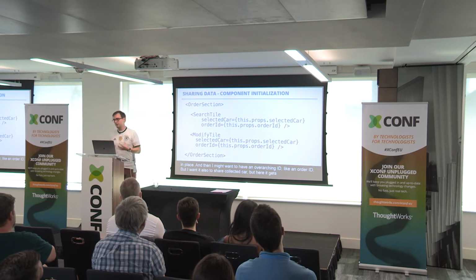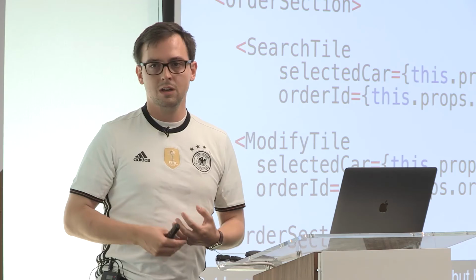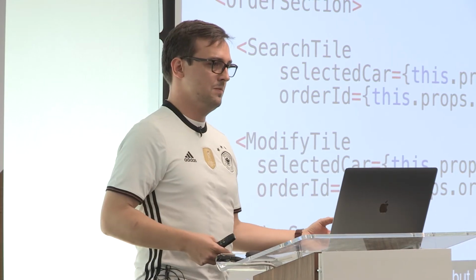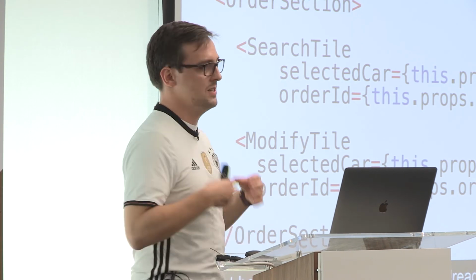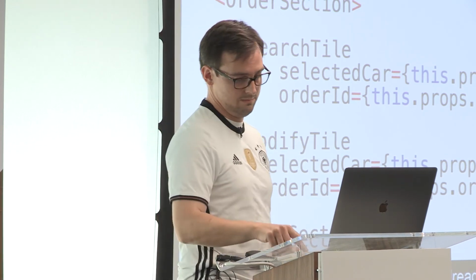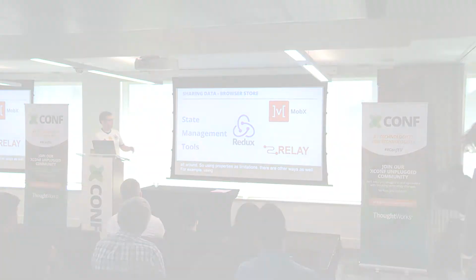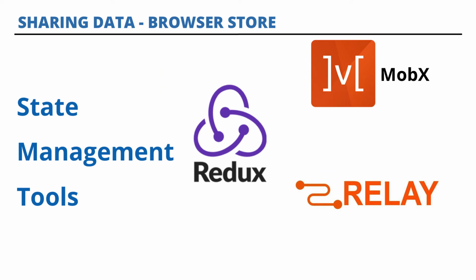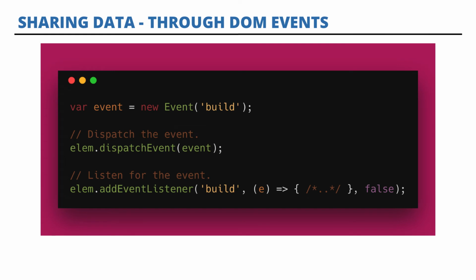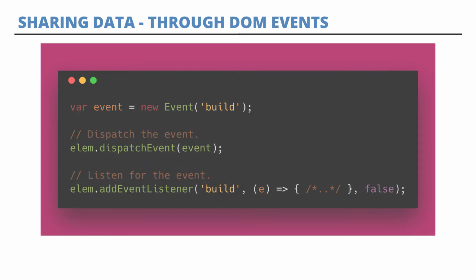Selected cars might be a very complicated structure already, and you don't want to send it all around. So using properties has its limitations, so there are other ways as well. For example, using state management tools: Redux, Relay, MobX, just some examples again. So there's the vanilla way, just dispatching events all around, and I can communicate like this. And very fast, your front end becomes an ESB, an enterprise bus. You maybe also don't want to do that.